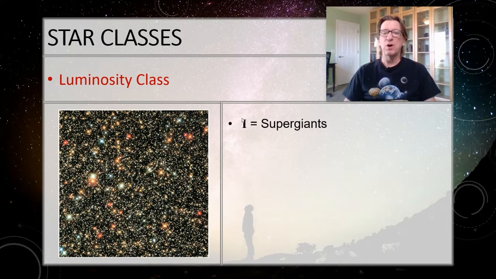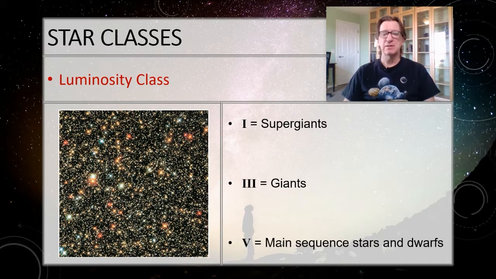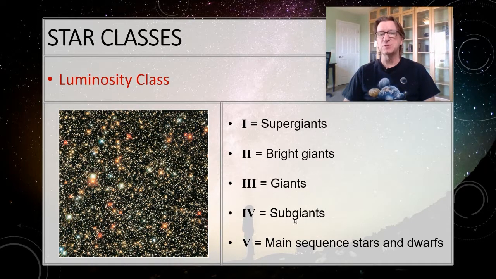Type 1, Roman numeral 1, are supergiants. There are only 3 that I'm going to expect you to know out of the 5. Type 3 are our giants. And type 5 are the dwarfs and also main sequence stars, a concept I'm going to introduce today. In between, type 2s are called bright giants and type 4s are called subgiants. We won't be working with either of these. What I want you to remember is a type 1 is a supergiant, a type 3 is a giant, and a type 5 is either a main sequence star or a dwarf.